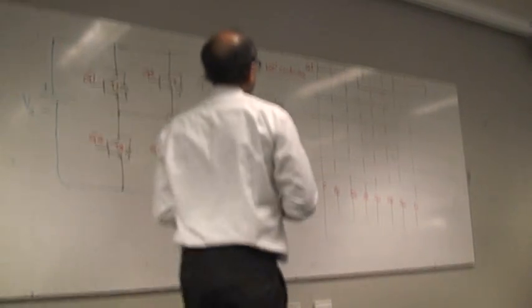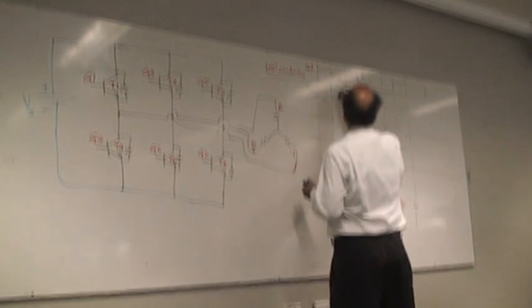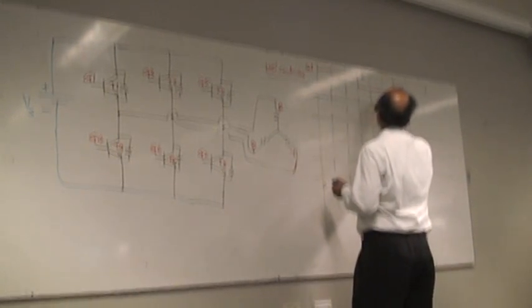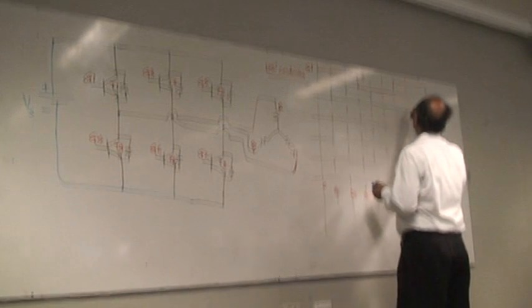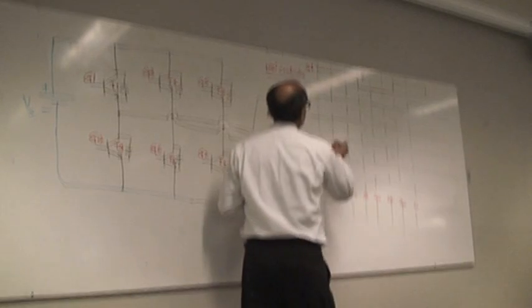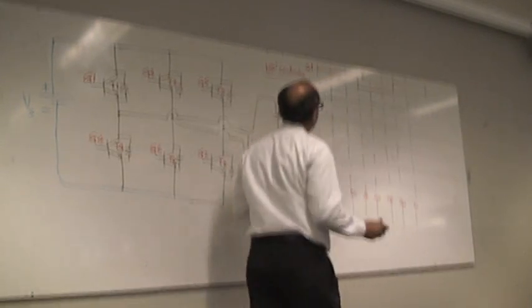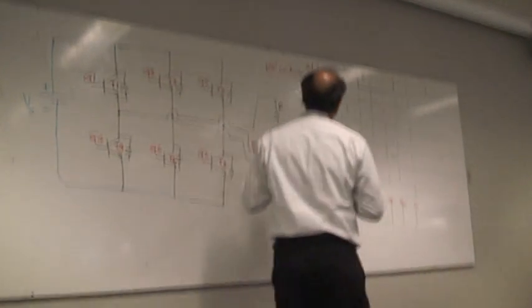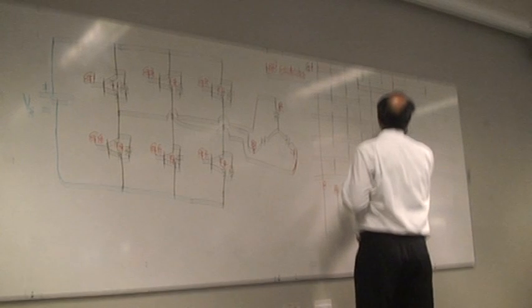When I am giving the pulse, I am giving it for a duration of 180 degrees. Then I move to G2. For G2, I am giving a delay of 60 degrees, but again I am giving it for 180 degrees. Then I am giving G3, with another delay of 60 degrees.